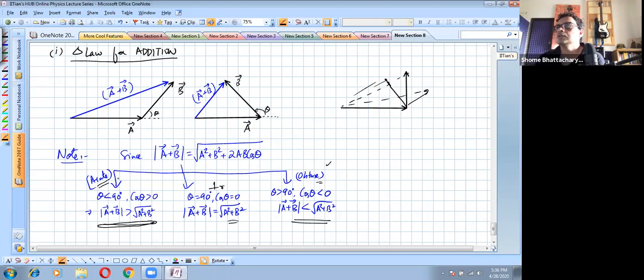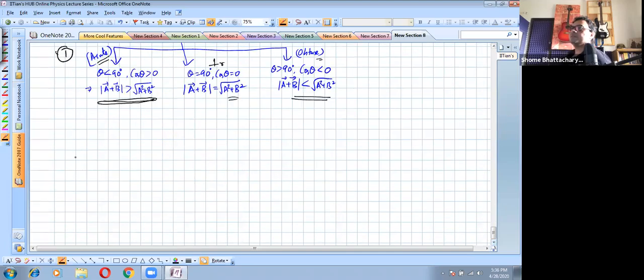So this is the first point in the triangle law. It can be greater than the hypotenuse, it can be less than the hypotenuse, it can be equal to the hypotenuse, depending on whether the angle is acute, obtuse, or exactly 90 degrees. Now the next question is, if it is greater than root of a square plus b square, what is the maximum limit up to which you can go?